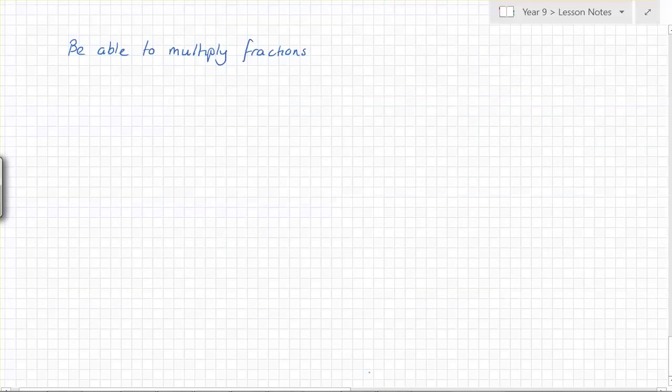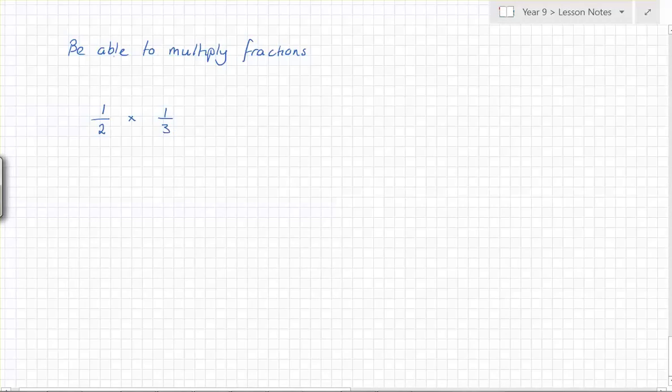Right, so we're going to look at multiplying fractions this time. You remember that when adding fractions, we needed the same denominator, right? But let's have a look at something like 1/2 times 1/3. I could just tell you how to do it, but let's have a go at trying to understand what we need to do.